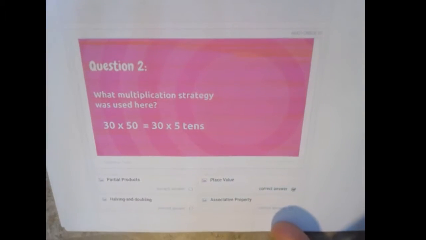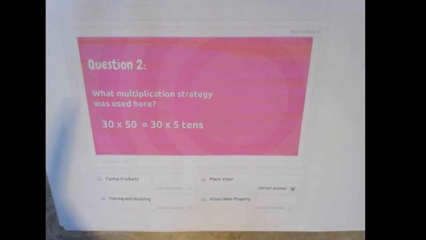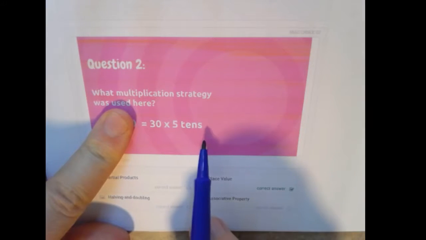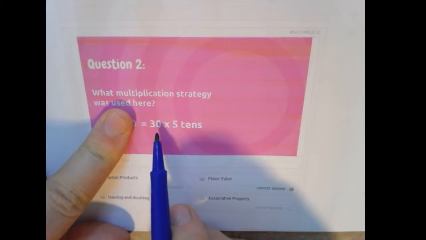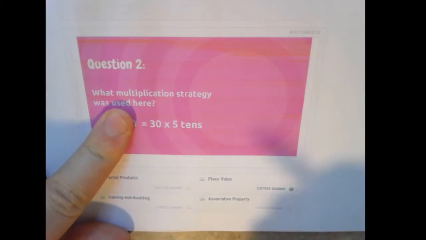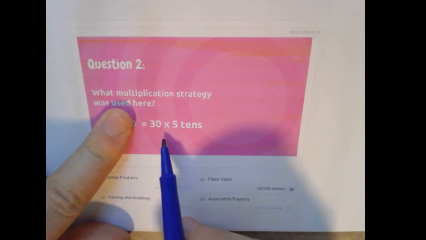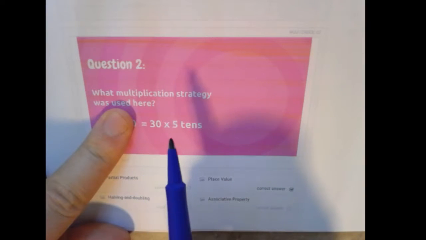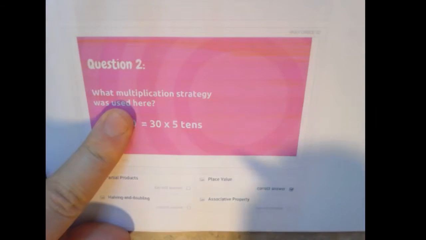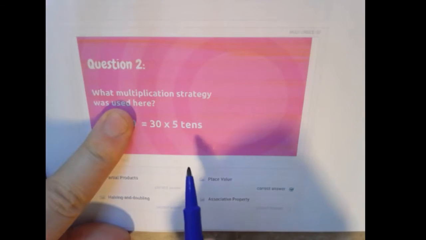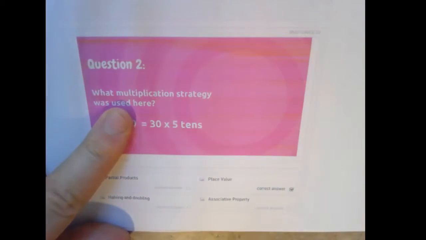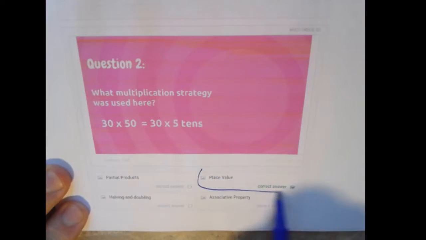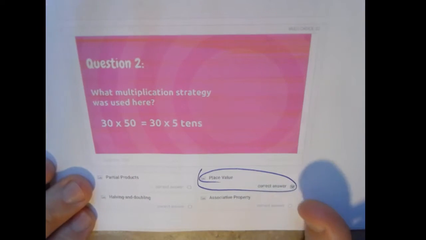Okay, next one. Which multiplication strategy was used here? So you have 30 times 50 turned into 30 times 5 tens. Okay, so 30 times 5 is easier to process in our head, and then we would add a tens place at the end, right? So 30 times 5, that would be 150, and then we would add a 0 at the end of that 150. So this is a place value strategy.